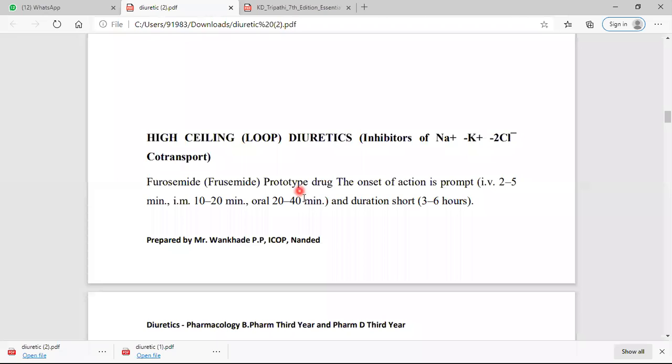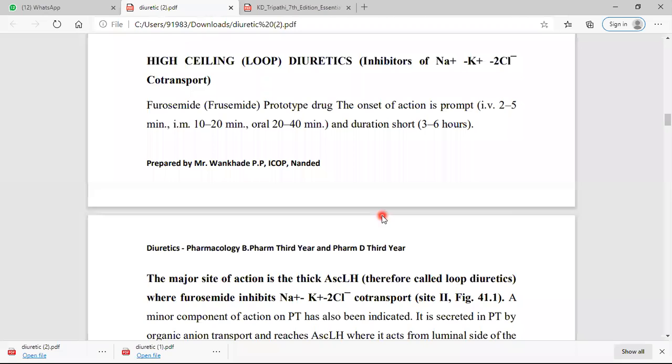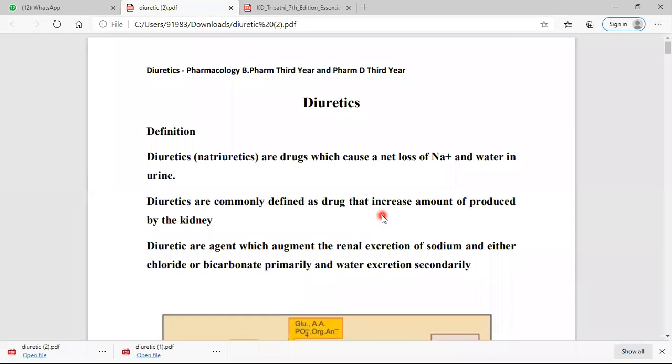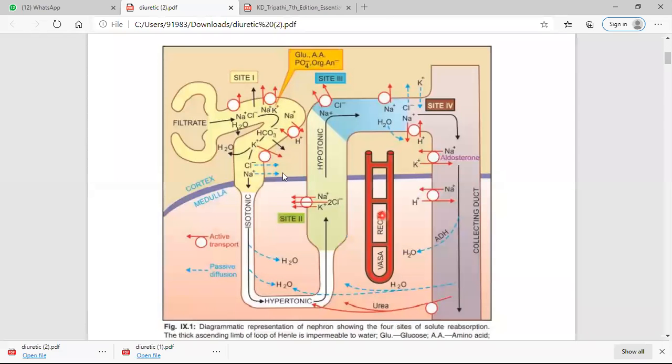Furosemide is the prototype drug. The onset of action is prompt, and the duration of action is short. What is the mechanism of this drug? It acts on the thick ascending loop of Henle. We will again see this diagram, because if you are asked the mechanism, you can draw this diagram. This drug furosemide acts on site 3. Now what happens to site 3?